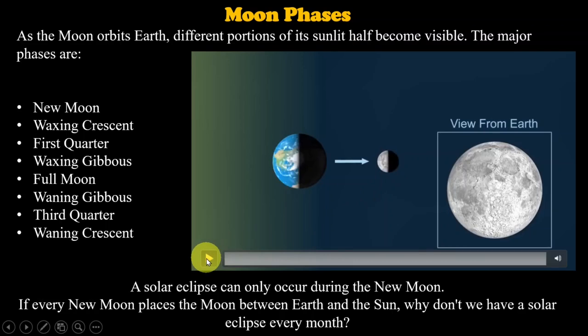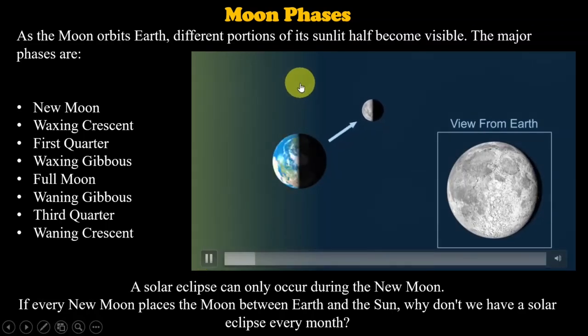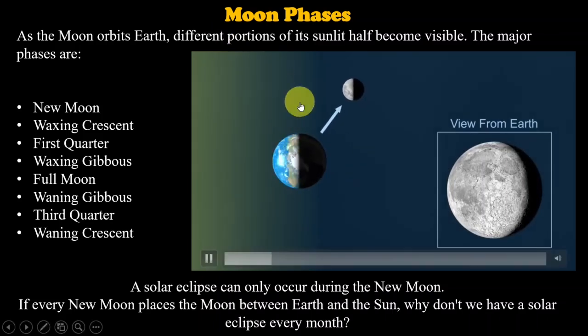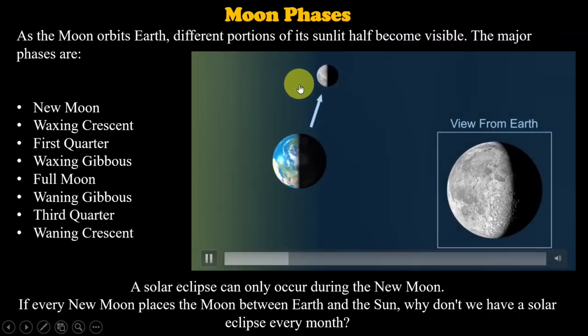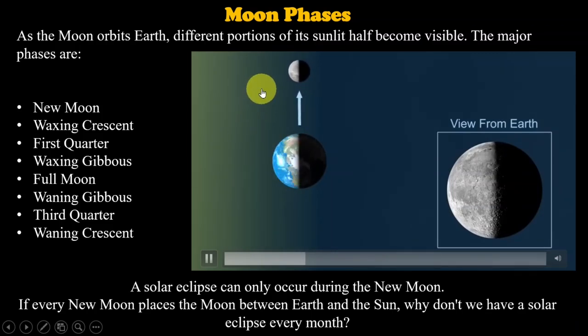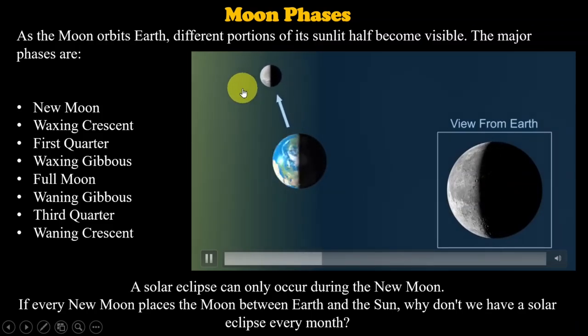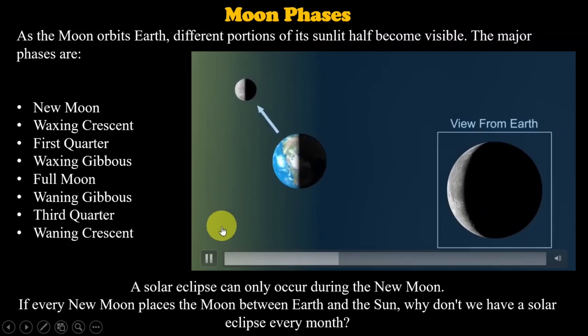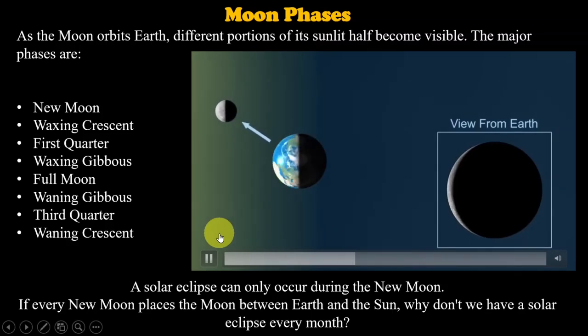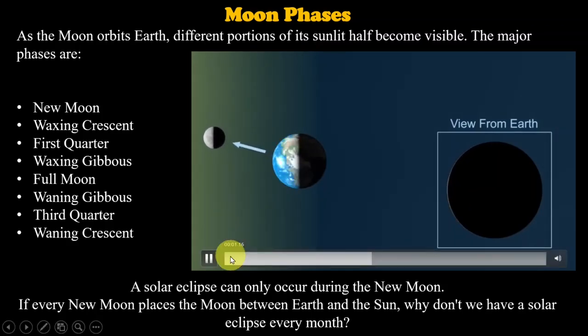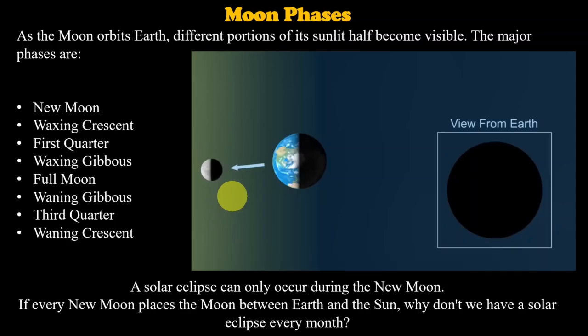Then it continues, the waning gibbous, and we have the third quarter somewhere here, and we have the waning crescent. That's the waning crescent, and it comes back again to this place, the new moon. Then repeat. So this happens every month. Every month the moon does this.